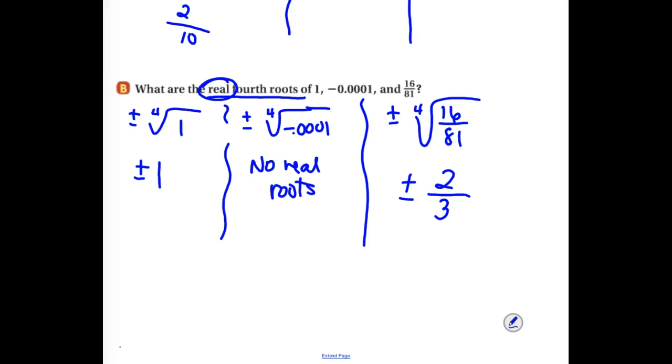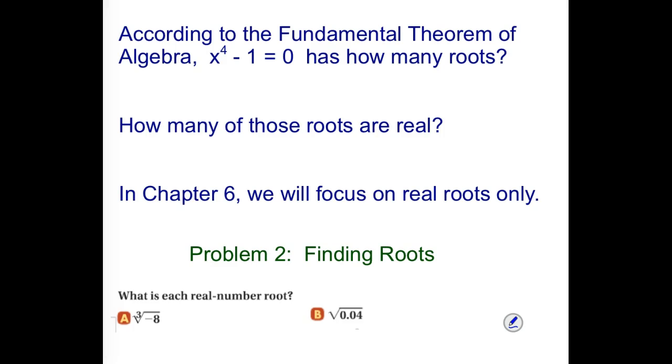Okay? All right. Let's have you talk at your tables. It says, according to the fundamental theorem of algebra, x to the fourth minus 1 equals 0 has how many roots? And then how many of those are real? Okay, I'm going to pause the recording. Talk at your tables. Think back to last semester. How many roots should that have?